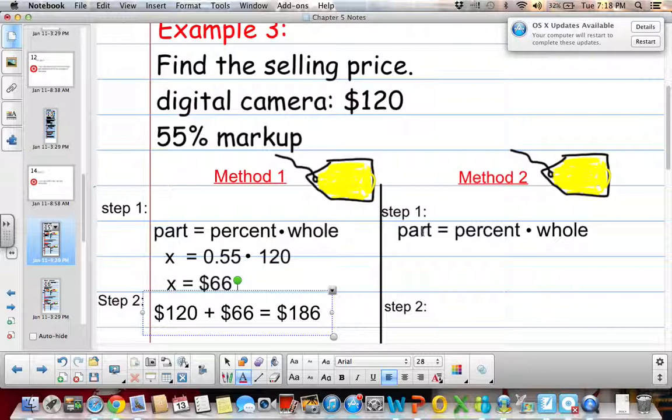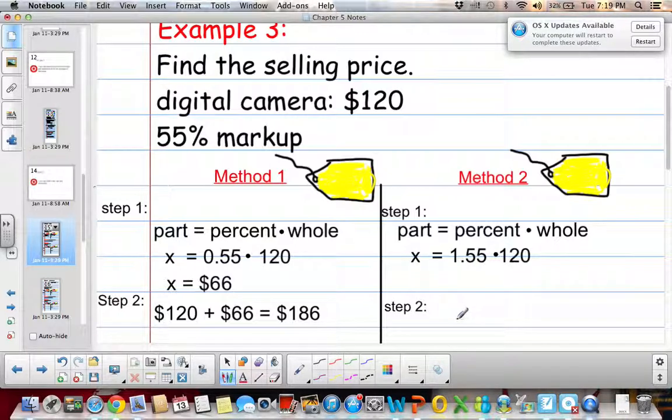For method 2, we would still use the percent equation, but because we're marking it up, we know that we are going to pay 100% of the cost. The digital camera is $120, and 100% of $120 is $120, plus we are going to pay 55%. So we can write our equation a little differently. X is still our part. Instead of writing 0.55, we write 100% plus 55%, which is 155%, and as a decimal, 1.55, multiplied times 120.